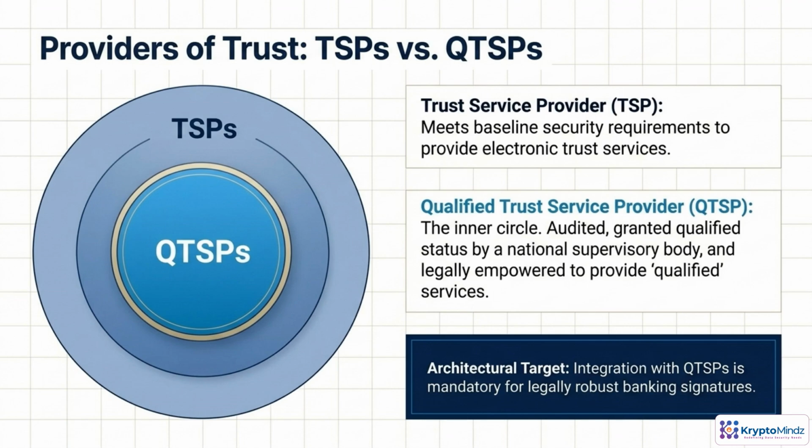Within eIDAS, there are many trust service providers, but only a subset are qualified trust service providers. Think of TSPs as vendors that meet baseline security and process requirements to issue certificates, timestamps, or signatures. QTSPs go further. They're audited, formally approved by a national authority, and listed as trusted at EU level. For our banking use case, integrating with a QTSP is what gives signatures the strongest court-ready legal effect.